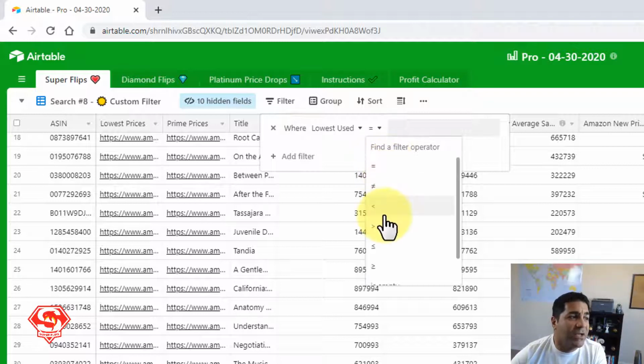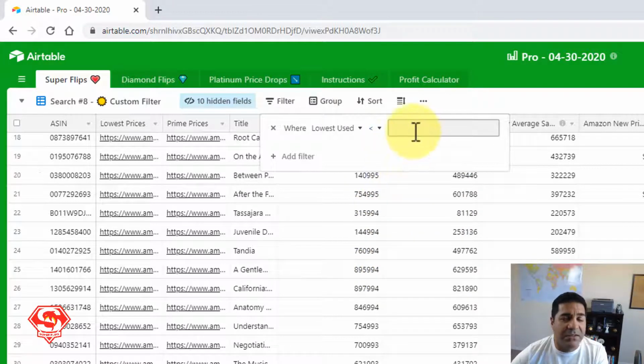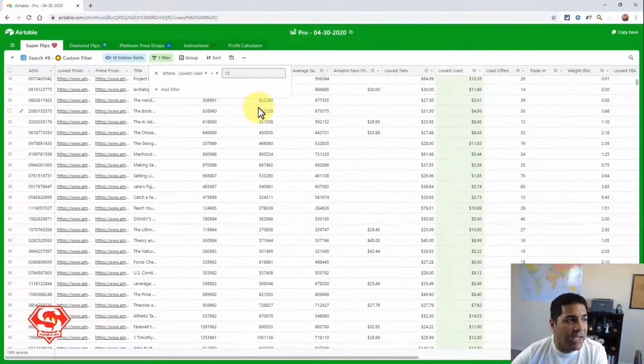You wouldn't use that. You're going to want to go less than or greater than, or less than or equal to, greater than or equal to, or is empty or not empty. We're not going to use those. We're going to say is less than. That's what we're trying to do. Let's say we go less than $15. I'll put in 15. And it's that quick.